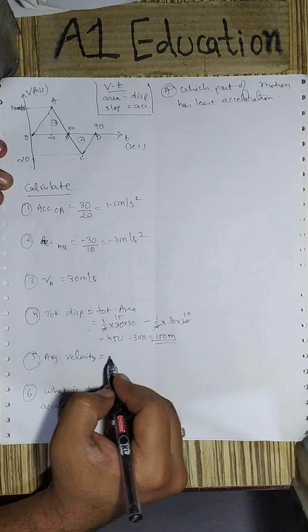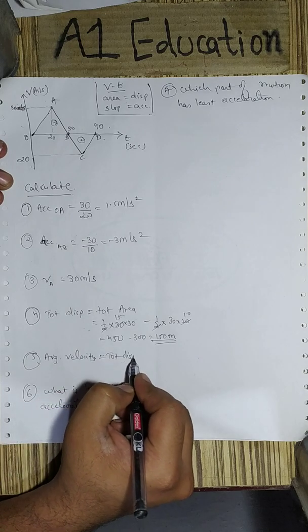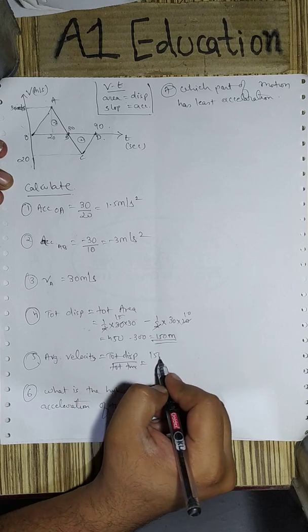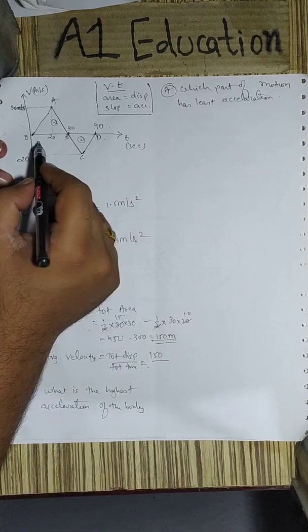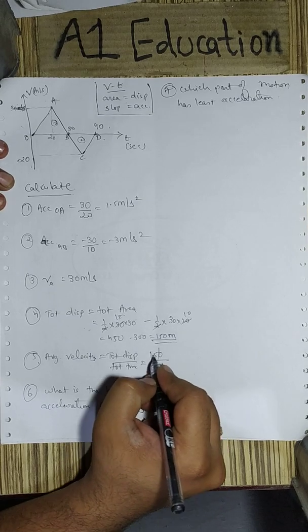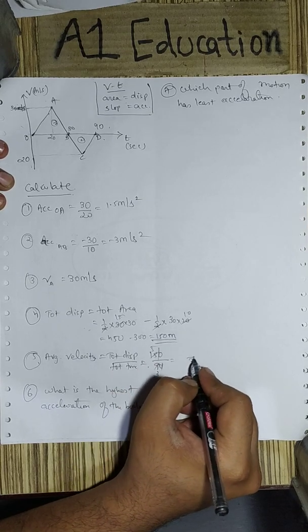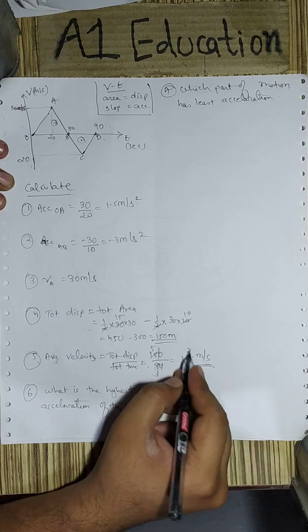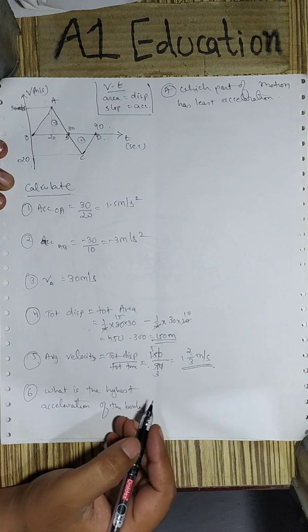Average velocity is total displacement upon total time. Formula, total displacement is 150 meters, total time is 90 seconds. So that you can write down 5 by 3 meters per second, or in decimal format.